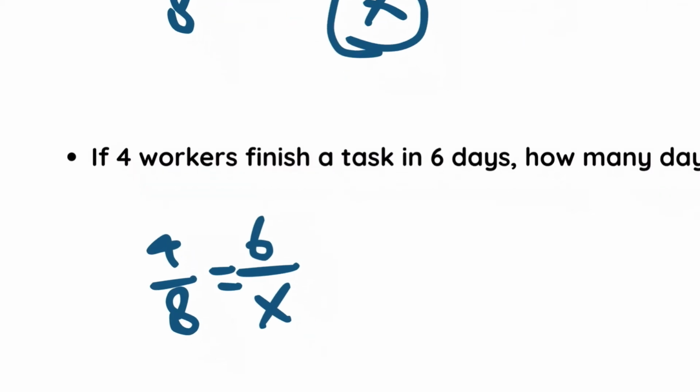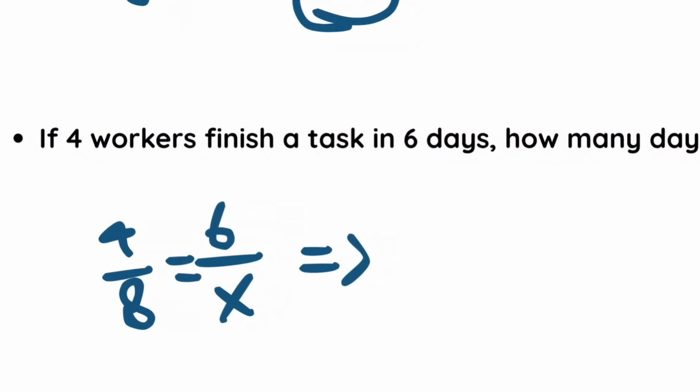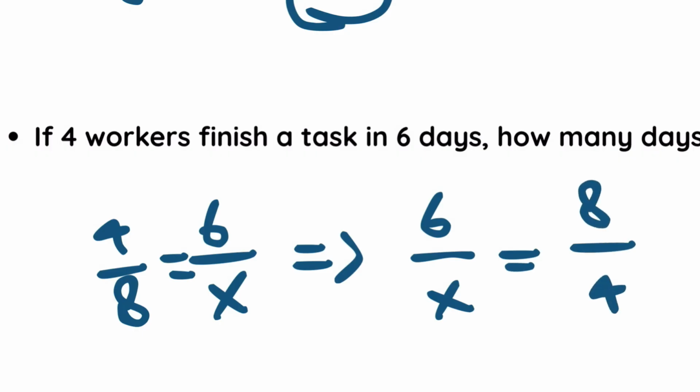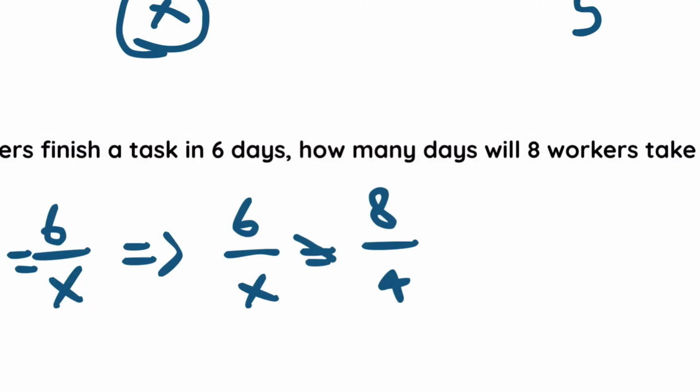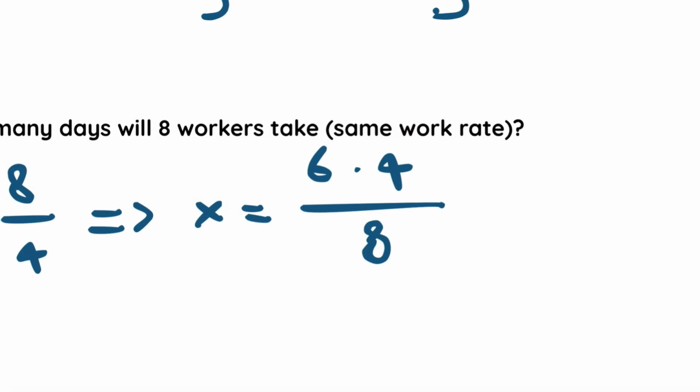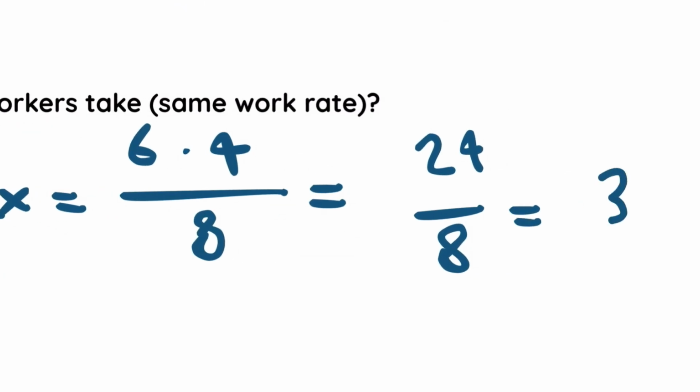So that's why we should invert one of the fractions, and we are more likely to invert the fraction that doesn't have the unknown in it, right? As I said in the previous lesson. So 8 divided by 4. Now let's find the unknown. X equals 2. 8 in the denominator, 6 times 4, divided by 8, 6 times 4, 24, divided by 8, which will be 3.